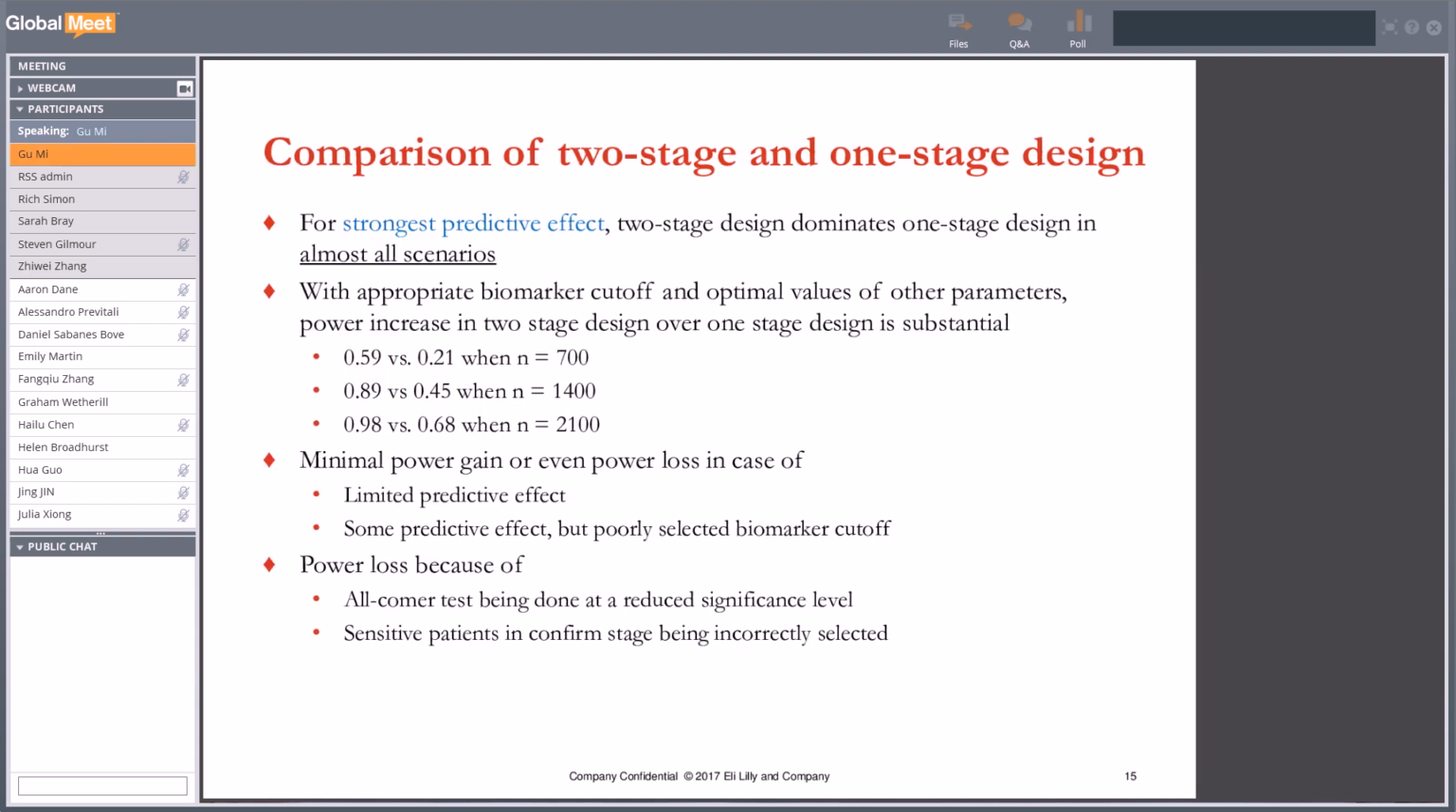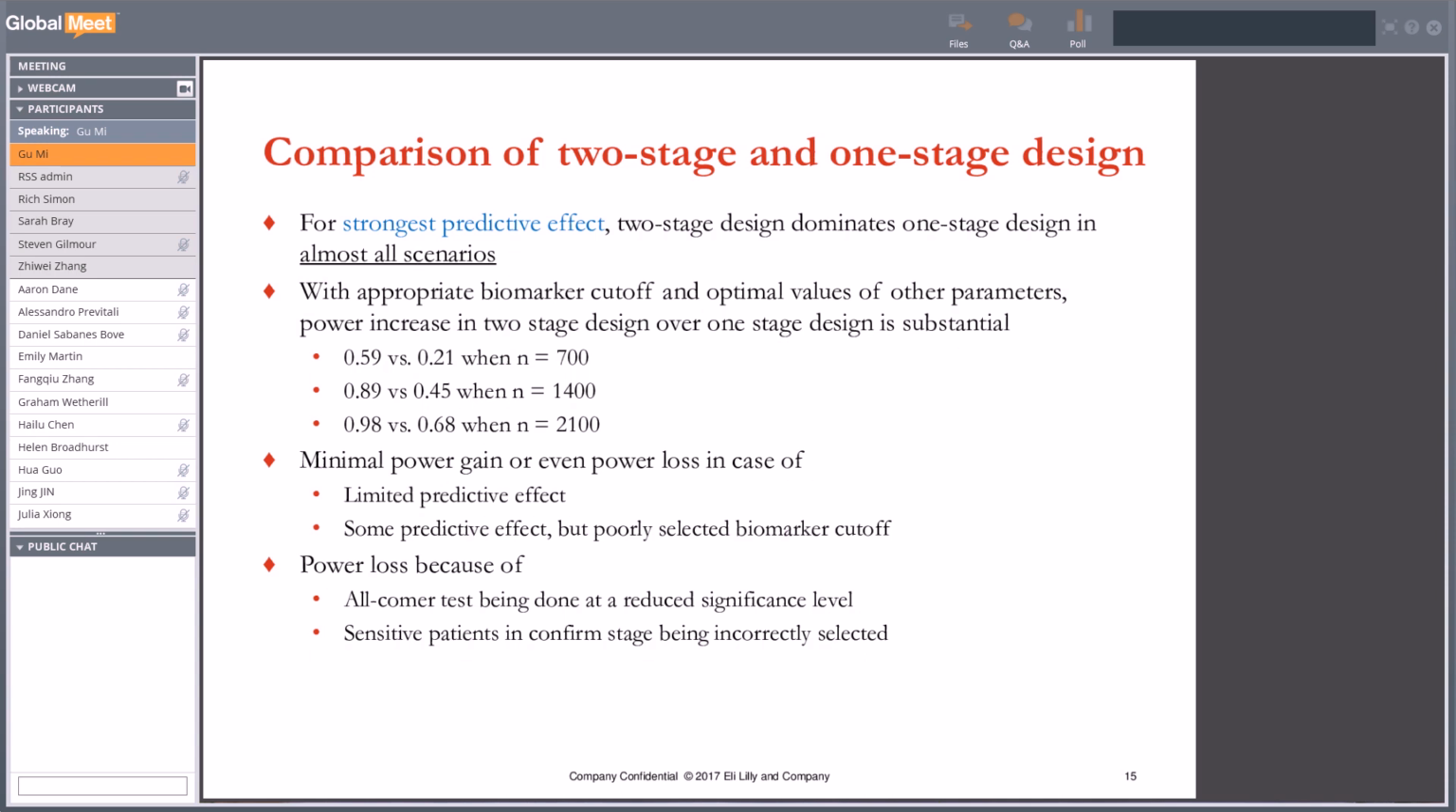Let's go to page 15. So here are some numerical comparisons between the two-stage design and the conventional one-stage design. In case we have a very strong biomarker predictive effect, the two-stage design is a no-brainer as it dominates in almost all scenarios. So when the median biomarker cutoff is used and the optimal values of other parameters are selected, the power gain is really substantial regardless of the sample size.